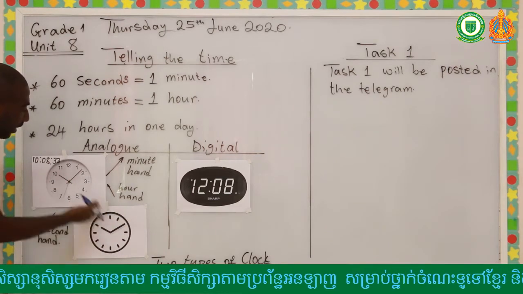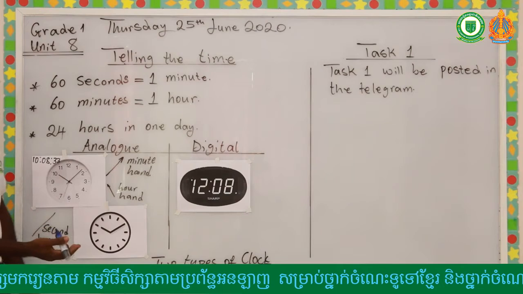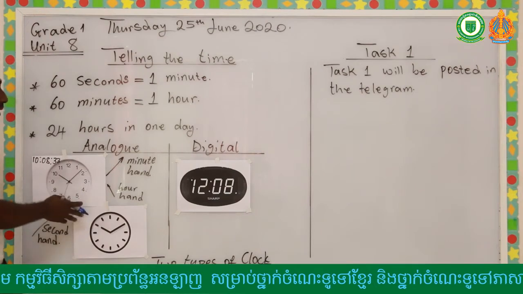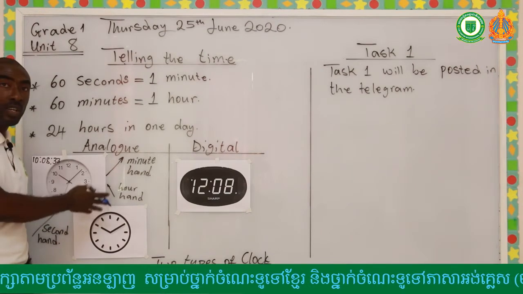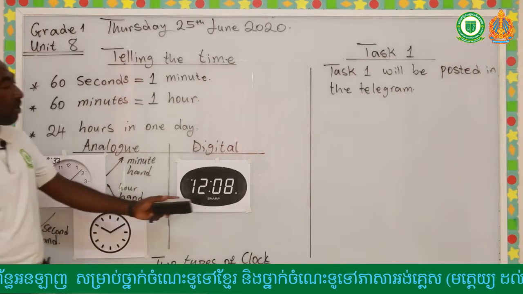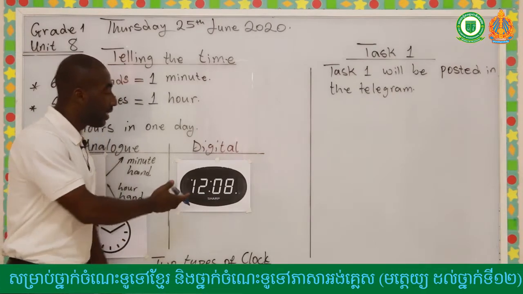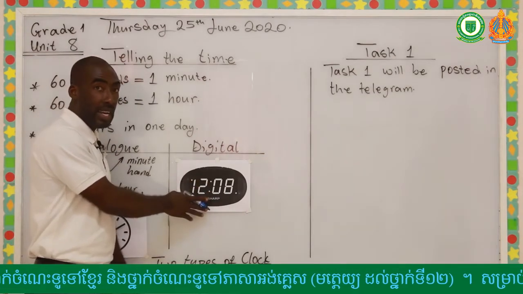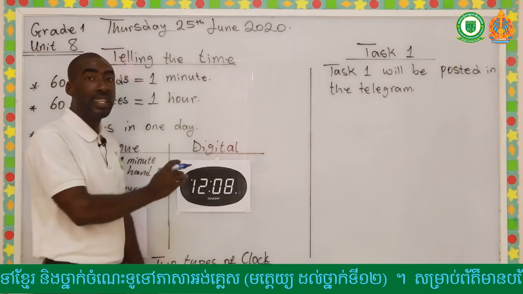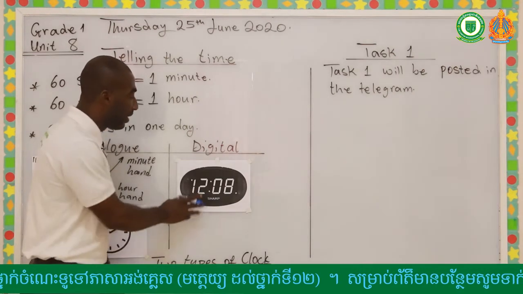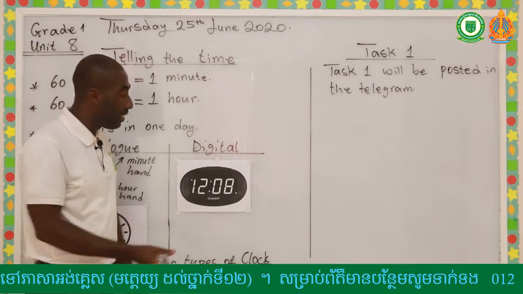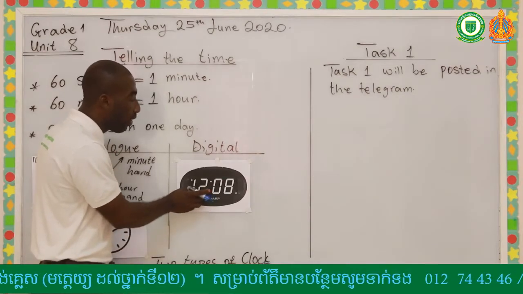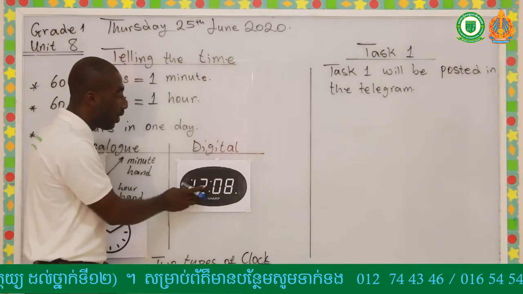Okay, so this clock and this clock are almost showing the same time. So this is about the analog clock. Now let's go to our digital clock. This is very easy to tell the time because it shows numbers. Once it shows numbers, it is very easy. You look at it, it is 12:08.